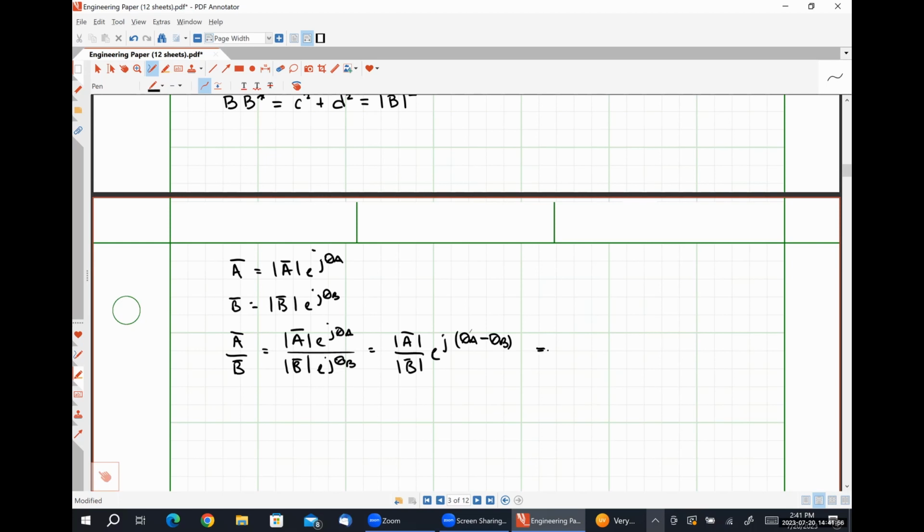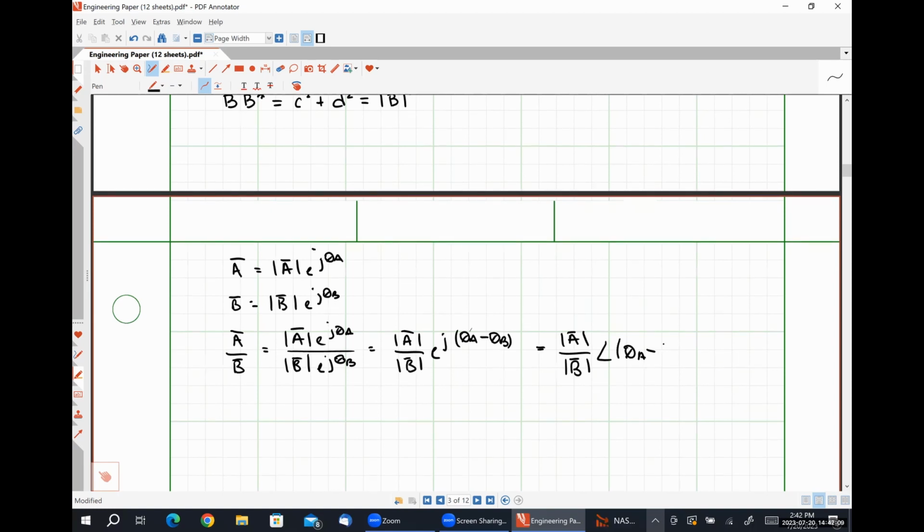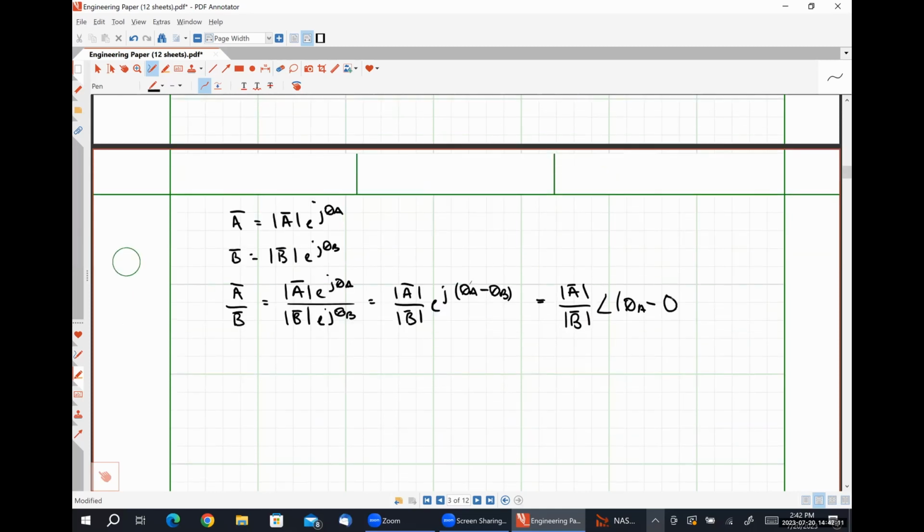And this is equivalent to the magnitude of A over the magnitude of B with an angle of theta A minus theta B in polar form.